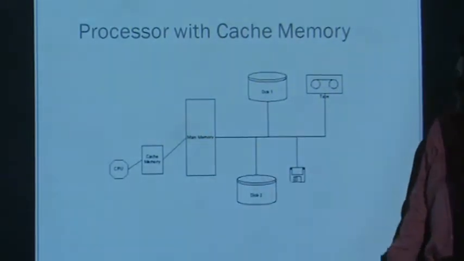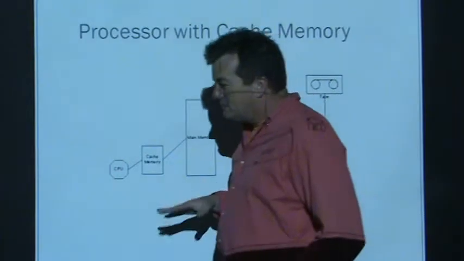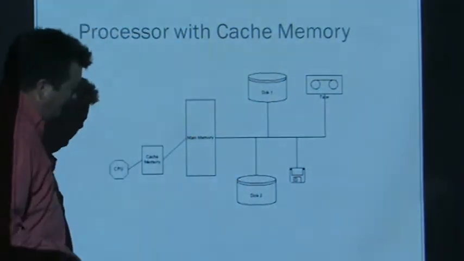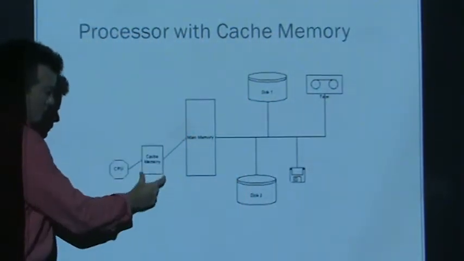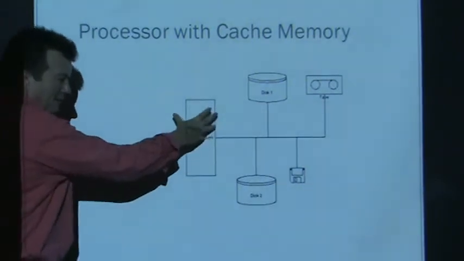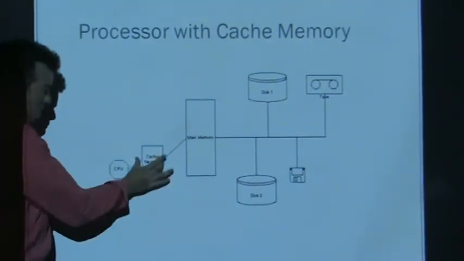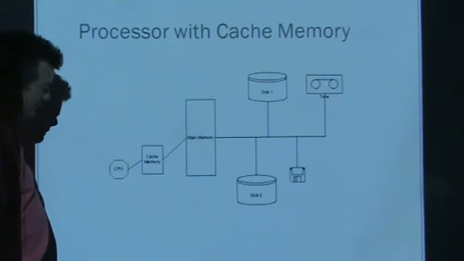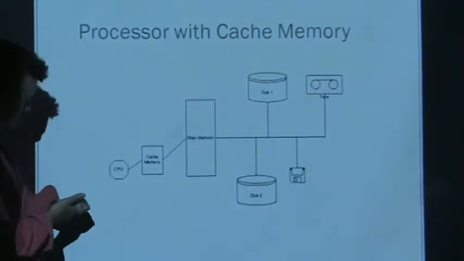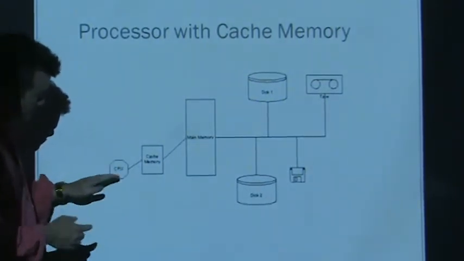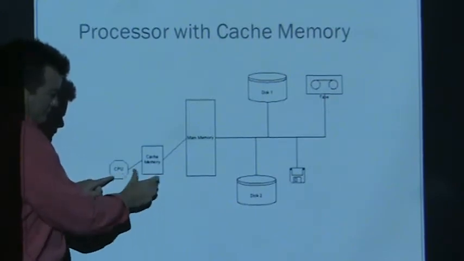So now what we're going to do is consider the idea of having a smaller memory than main memory, and put the smaller memory in front of the main memory. So the CPU will process directly out of the small memory.